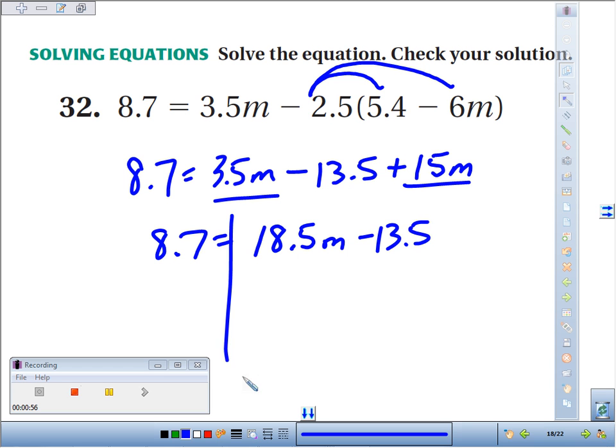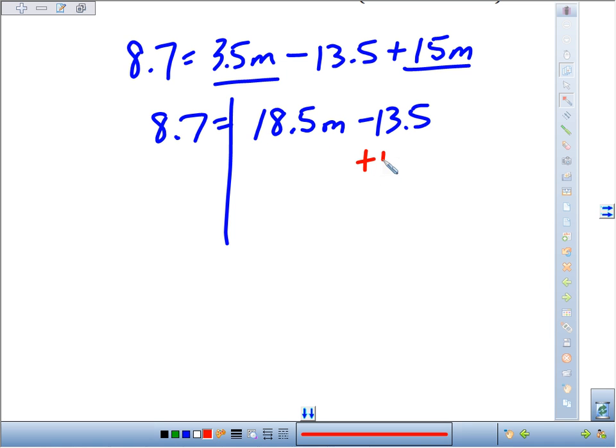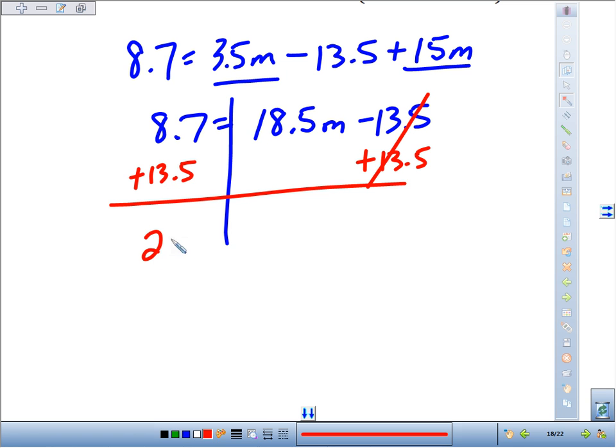Now we can get into fence posting mode. We've got to peel off the outermost layer. So get rid of minus 13.5 by adding 13.5 to each side. These cancel. 8.7 plus 13.5, that's going to be 21.5. It's going to be 22.2, I believe, equals 18.5m, which remains on the right side.